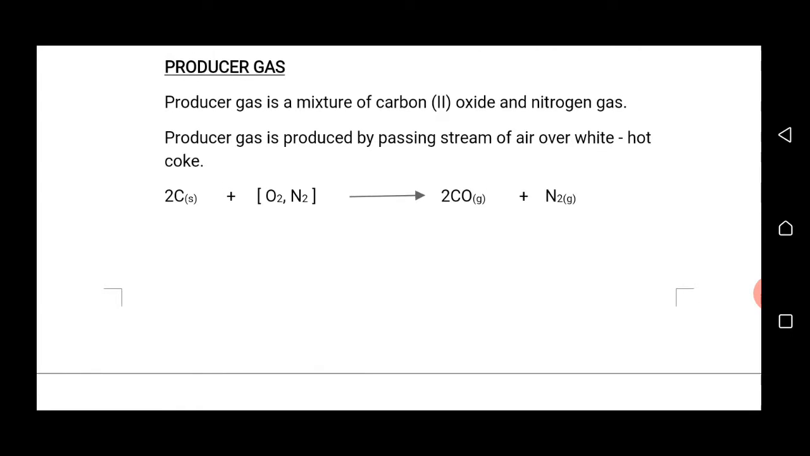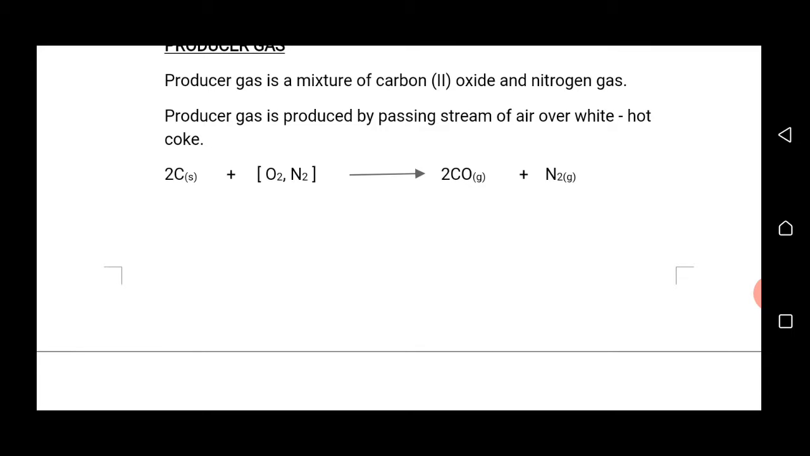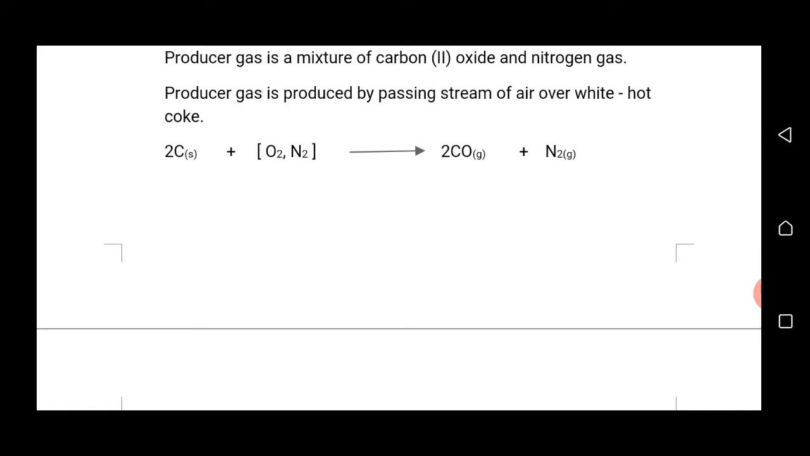The second one is the producer gas. What is producer gas? Producer gas is a mixture of carbon monoxide and nitrogen gas. Producer gas is a mixture of carbon monoxide CO and nitrogen gas N2. Producer gas is produced by passing a stream of air over white hot coke.